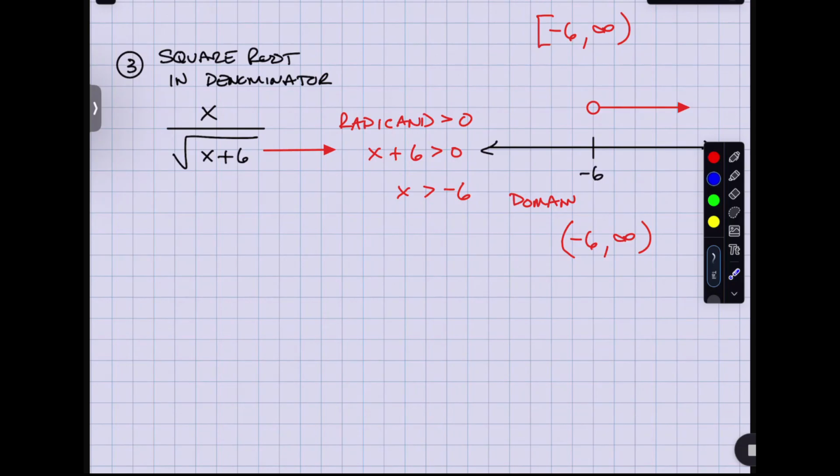Why is it x plus 6 is greater than 0, not greater than or equal to? Great question. Anybody want to answer that? Since it's in the denominator, it can't equal 0. That's why we had to take it away. If you watch the video, you'll see I talk about how things change because we have to take that away, since it's the denominator and can't equal 0.